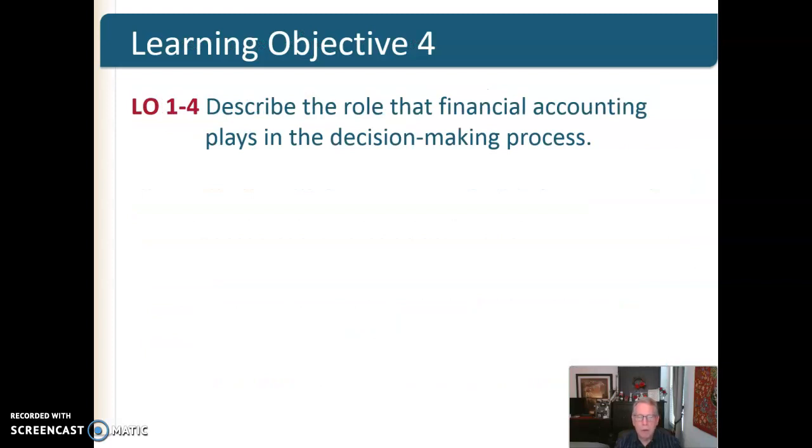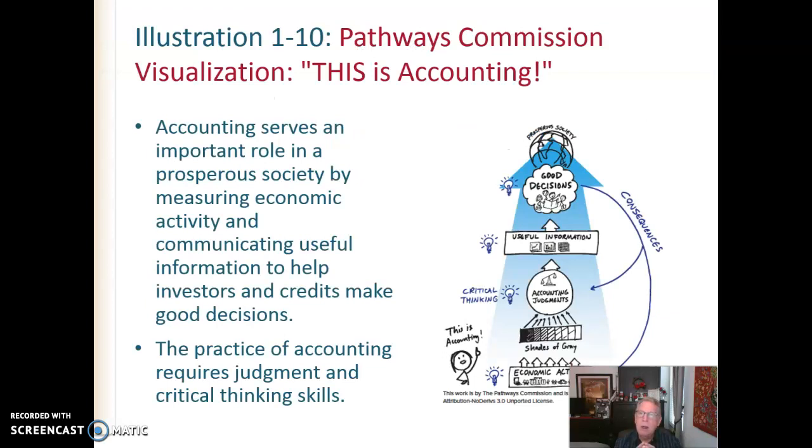So, we're now going to describe the role that financial accounting plays in the decision-making process. Here, it's cute, this little diagram. It shows the economic activity, the judgments that are made, the shades of gray that we make, and then we provide useful information which has the consequences of good, or the potential for good, decisions.